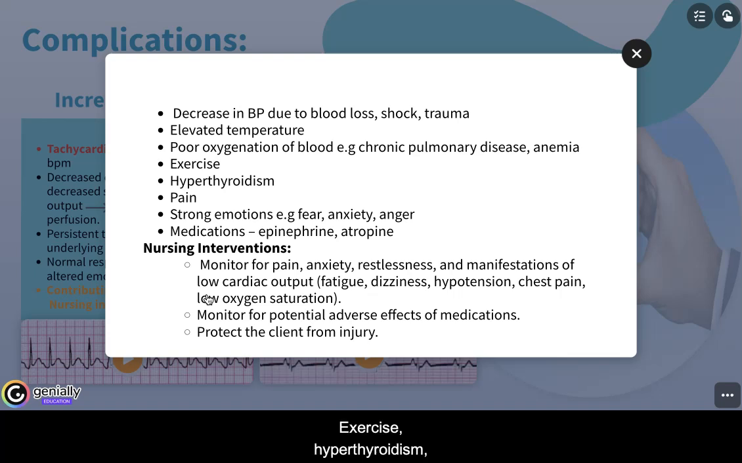Exercise, hyperthyroidism, pain, strong emotions, fever, anxiety, anger, medications. For example, if you give somebody epinephrine or atropine, their heart rate is going to go up. That's what it's given for. It's for people who have real bradycardia, whose heart rate is really slow, or their heart is not beating. They give them epinephrine or atropine to get it to beat again. So it will increase the heart rate.